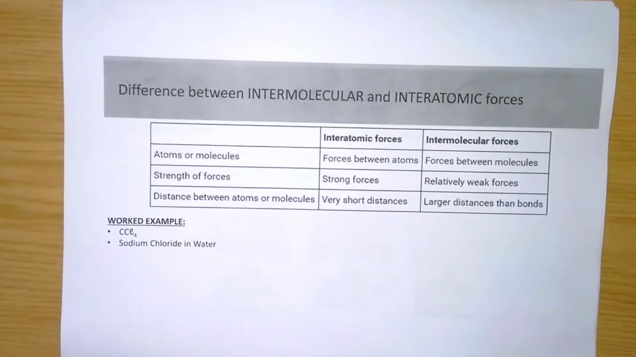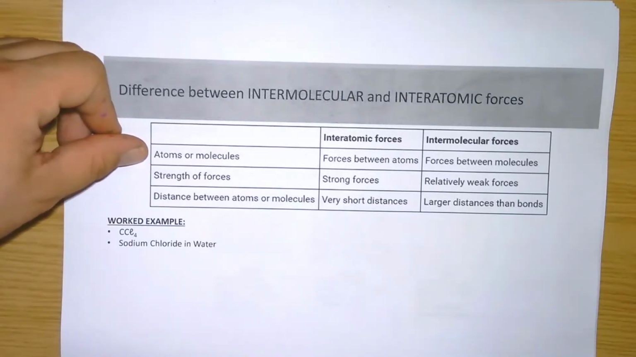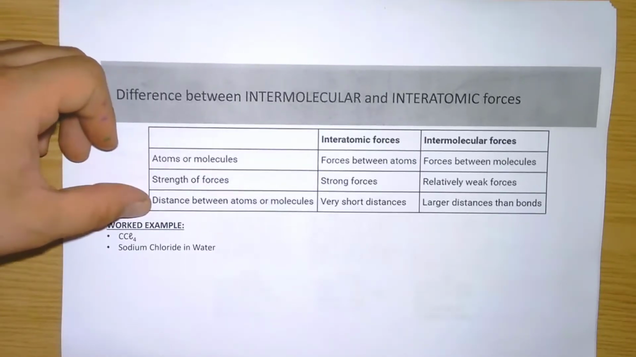Okay, so part 4 then, the difference between intermolecular and interatomic forces. Now we're going to take a look at 3 characteristics. What are they? Are they bonds between atoms or molecules? What's the strength? And then also the distance between the atoms and the molecules.